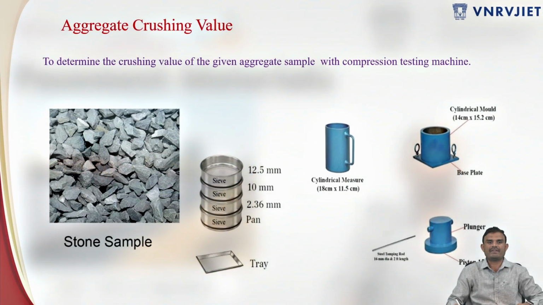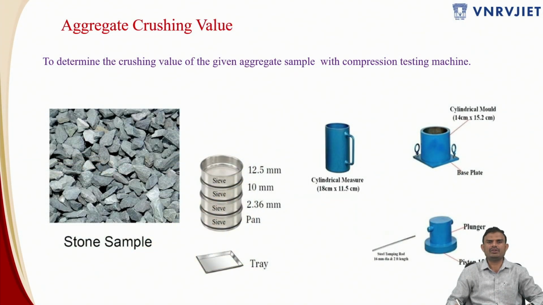The topic of discussion for today will be tests on aggregate. The first test is regarding the aggregate crushing value. Before this, we have already discussed the shape test on aggregate, which is a preliminary test before proceeding to tests on strength. It is conducted to ensure whether we need to conduct the strength test or not.